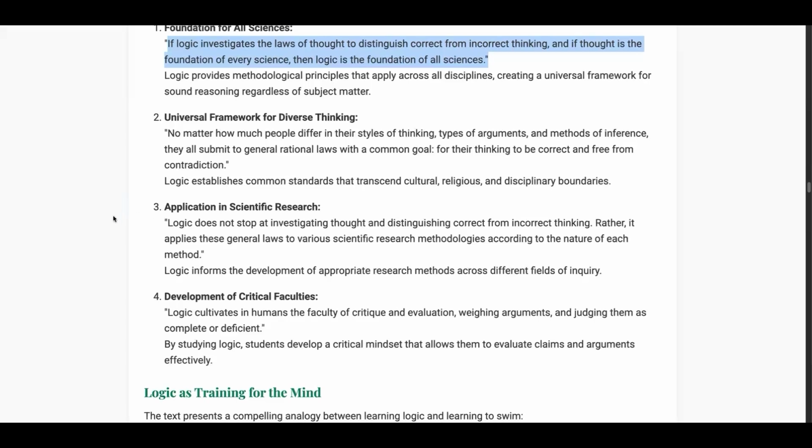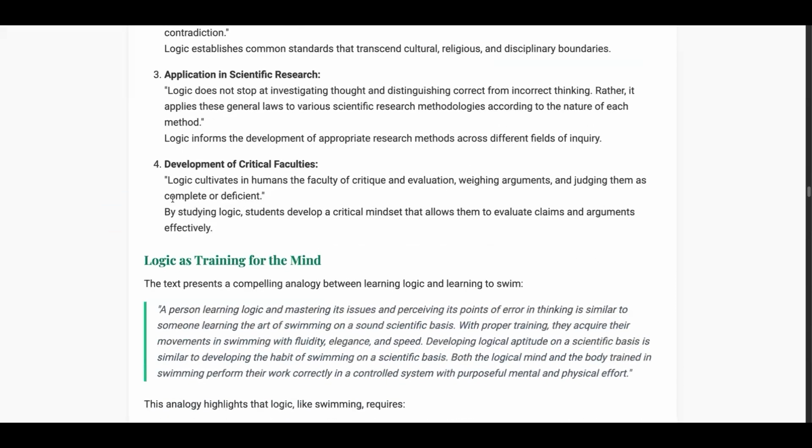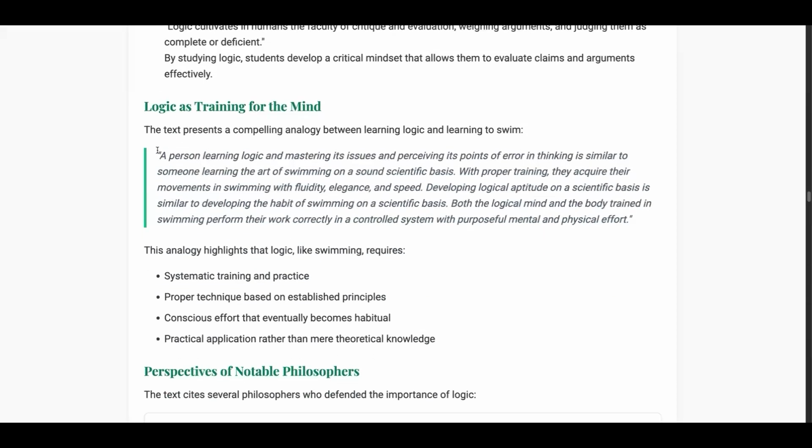Development of critical faculties. Logic cultivates in humans the faculty of critique and evaluation, weighing arguments and judging them as complete or deficient, as well as contributing to what it sees as sound, as long as that's Sharia compliant. By studying logic, students develop a critical mindset that allows them to evaluate claims and arguments effectively. It also works to train the mind.